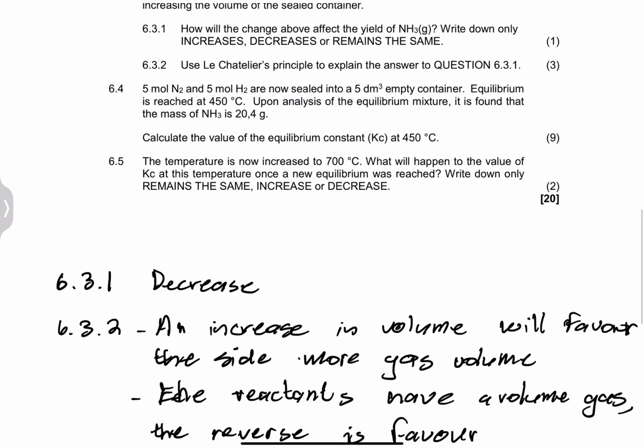They say, now we've got 5 moles of N2 and 5 moles of H2 are now sealed in a 5 cubic decimeter container. They say equilibrium is reached at 450. Upon analysis of the equilibrium mixture, it is found that the mass of NH3 is 20.4, and we now need to calculate the equilibrium constant.